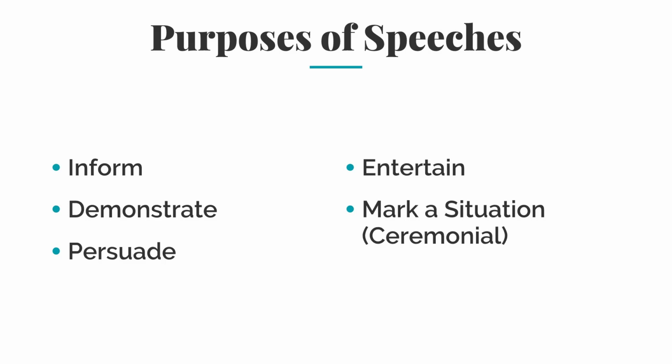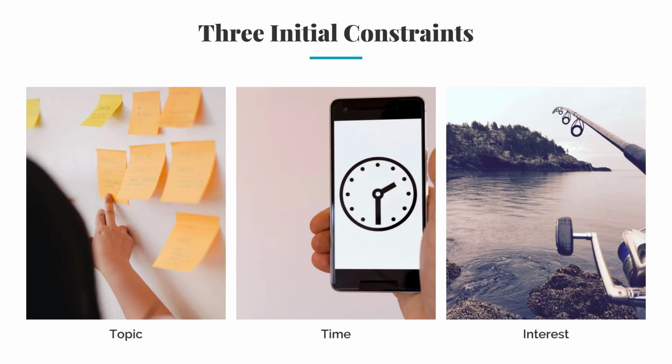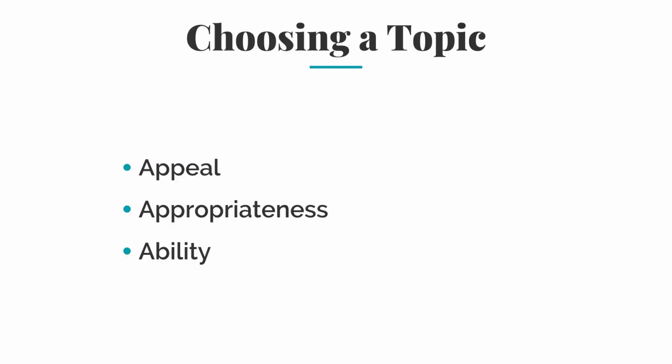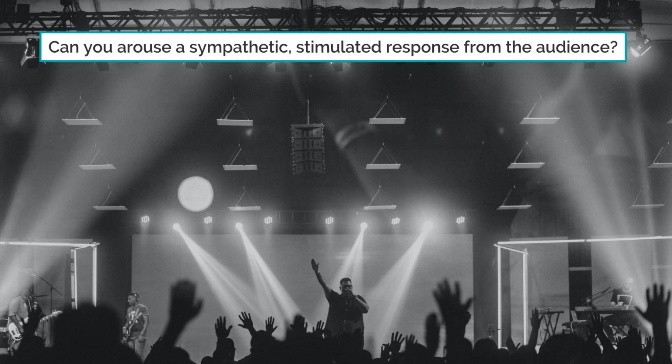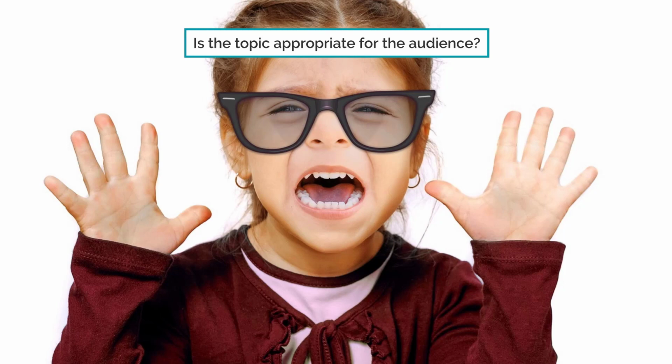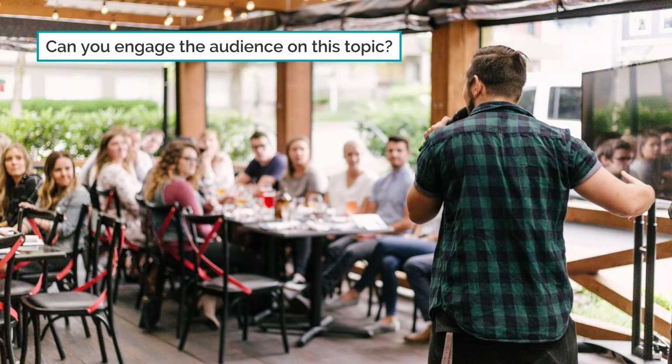The purposes of speeches are to inform, demonstrate, persuade, entertain, or mark a situation, a ceremonial speech. There are three initial constraints: your topic, time, and interest. What does that mean? Really think, when you look at that topic, about the appeal to the audience, the appropriateness of the topic itself in that context, and your own ability to present. So, can you arouse a sympathetic, stimulated response from the audience with that topic? Is the topic appropriate for the audience? And can you, not someone else, but can you engage the audience on this topic?